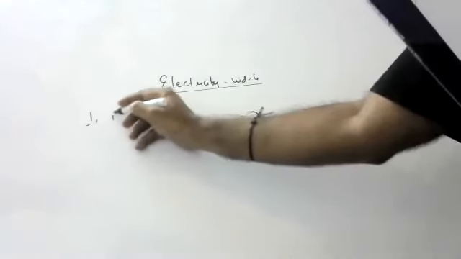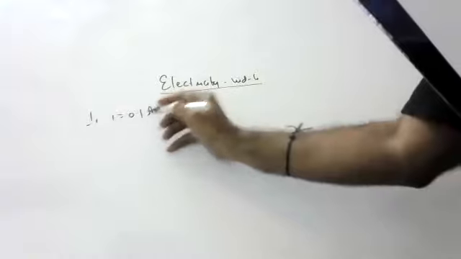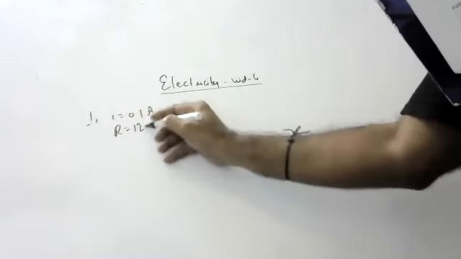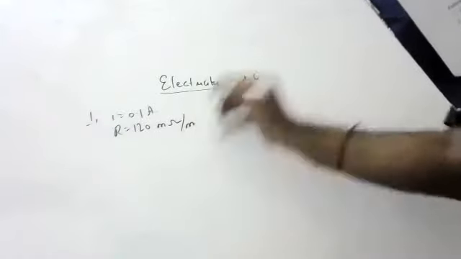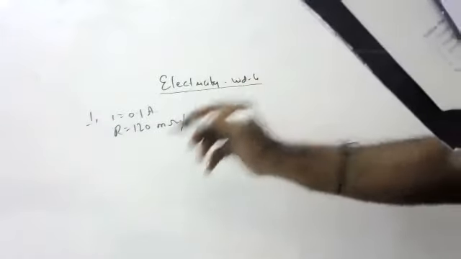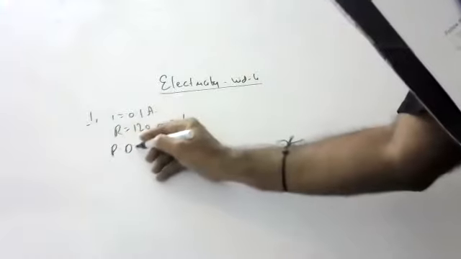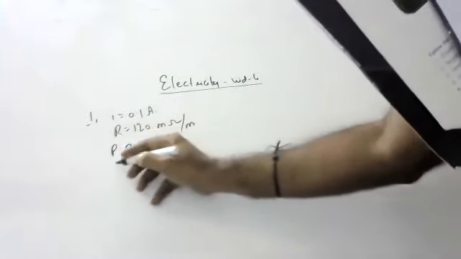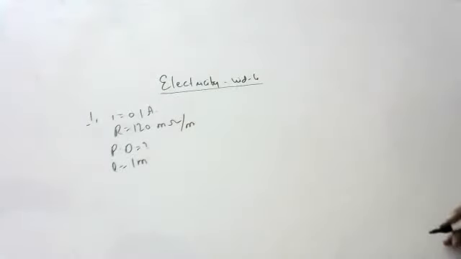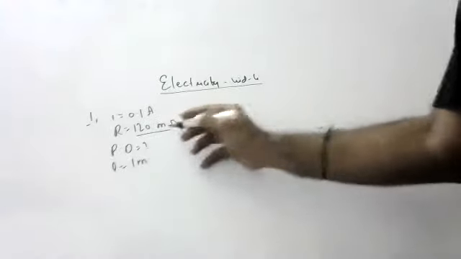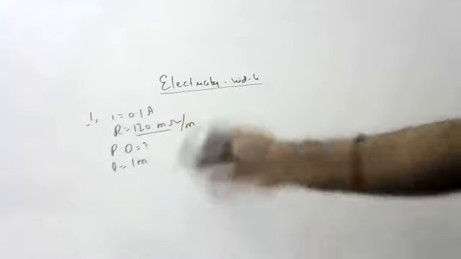It carries a current of 0.1 amperes through a resistance of 120 milliohm per meter. Okay. What is the potential difference across 1 meter of this wire? Okay, children, 1 meter. So 120 milliohms per meter, he said. Across 1 meter means per meter only.